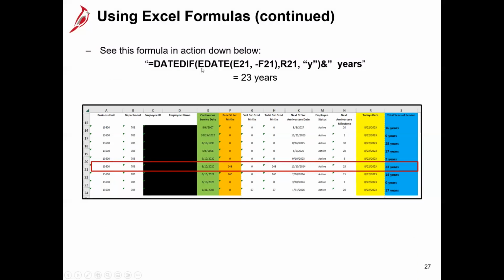It subtracts the prior service months from the continuous service date, so you can get the actual start date for the employee. And then with that new date, it's going to get the number of years between that date and the date that you add into the file. I used the date that I ran the file in this specific scenario, which is August 22nd. So we're finding the number of years between that new date and today's date to get a total number of years of service. Okay.